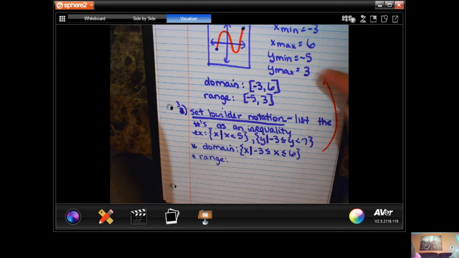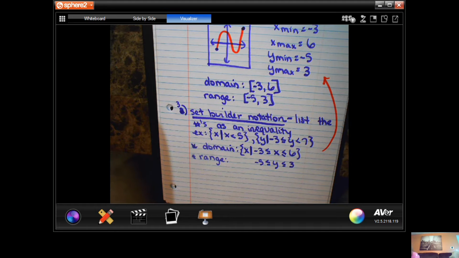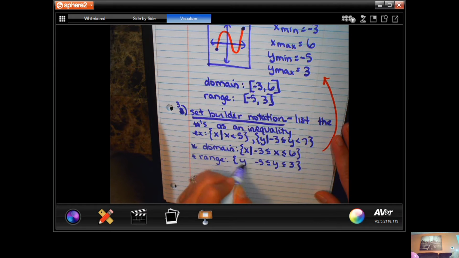My range, let's do the range the same way. My range goes from -5 to 3. So I'm going to do the exact same thing here, but use different numbers, and I'm using a Y because my range is the Y. So I'm going from -5 to 3, so -5 is less than or equal to Y is less than or equal to 3. Now I need that extra stuff around it. I need my little brackets, and because I'm talking about a Y, that needs to go in front to show that that's what it's being represented as.